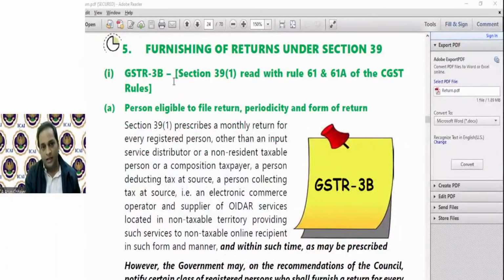एक बार हम पहले GSTR 3B का डिस्कशन करते हैं और फिर I will come again to explain the 2A and 2B concept. What is GSTR 3B? The GSTR 3B is monthly or quarterly summarized return.